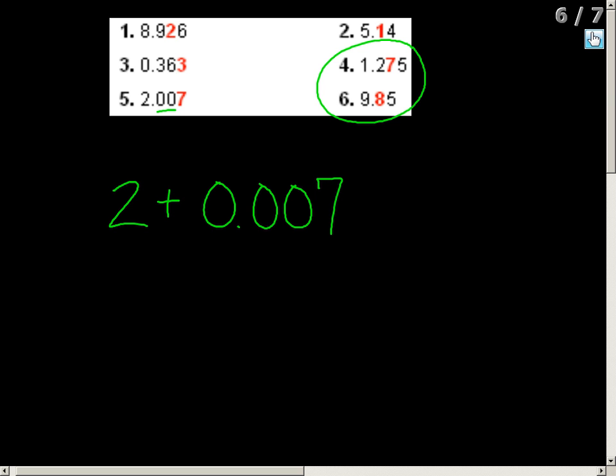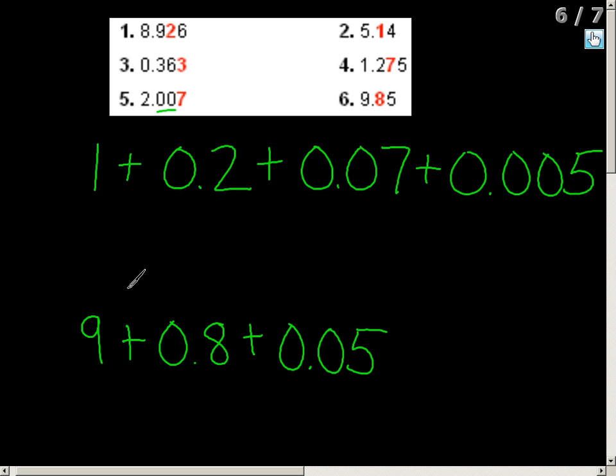Okay, now here are your 2 answers. For number 4, we can see 1 plus 2/10 plus 7/100 plus 5/1000. The value of that red digit here is 7/100. And then finally for number 6, we have 9 plus 8/10 plus 5/100, so the value of that red digit is 8/10.